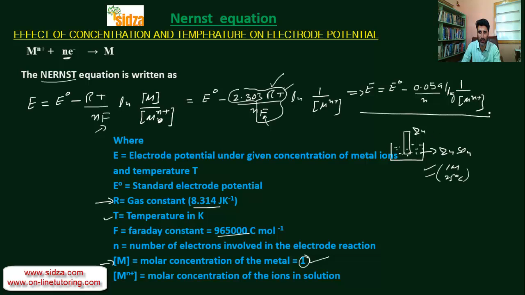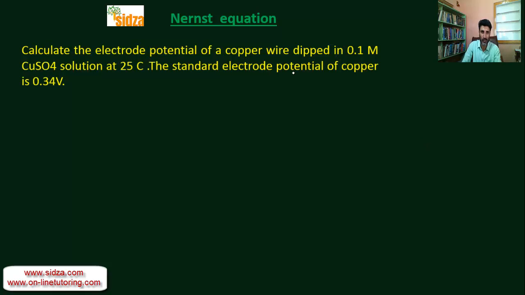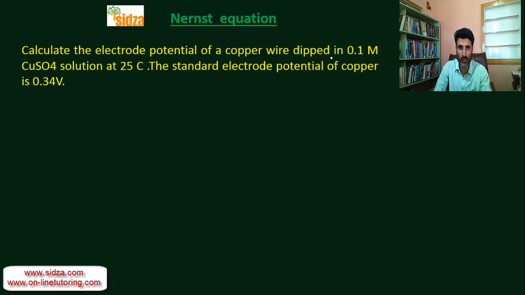Now this is the equation that we can use to find the electrode potential of an electrode under different conditions, not under the standard conditions. So let's take an example. We have a copper electrode dipped in a solution of 0.1 molar copper sulfate at 25 degrees Celsius, and we have to find the electrode potential of this electrode at this concentration. The standard electrode potential of copper is 0.34.